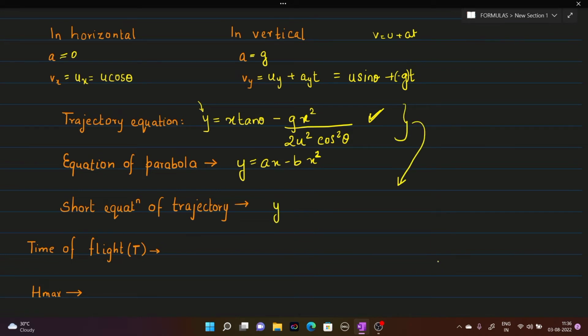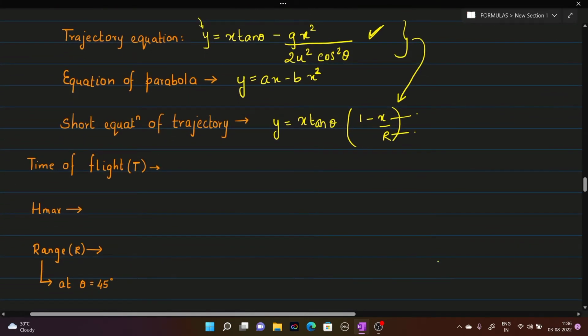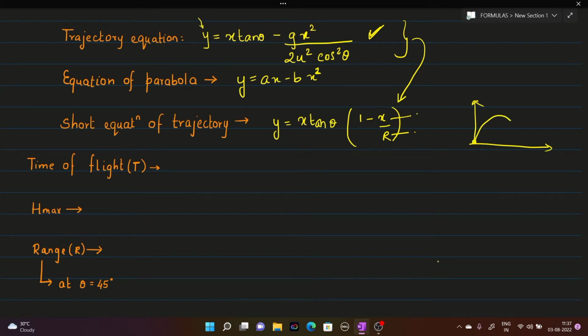It can be written as y equivalent to x tan theta into 1 minus x by r. So here also r stands for range, x stands for distance from x, and y stands for distance from y. After that is time of flight. Time of flight is nothing but the time taken to move from this point entirely till this point. Each and every point which is taken is known as time of flight.